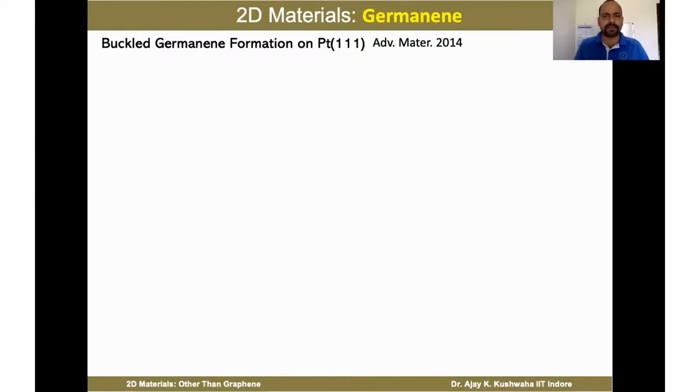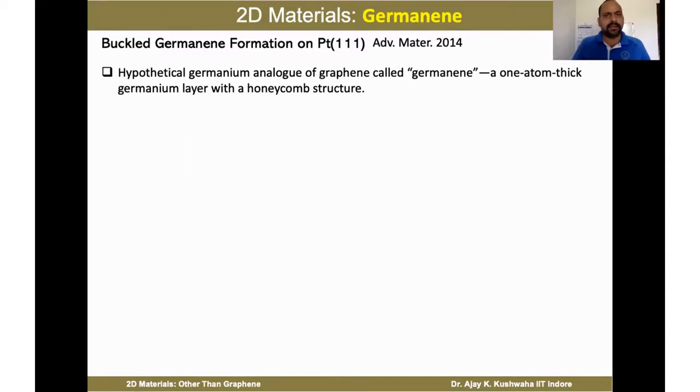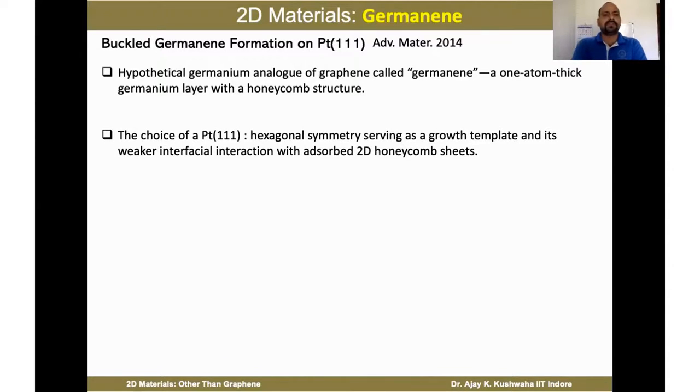This again seems to be the first article on buckled germanene formation on platinum 111. Here again the same structure was grown on platinum. The substrate was platinum, and after some kind of cleaning, they observed the hexagonal symmetry. That is basically a kind of template to grow the germanene. If we already have hexagonal symmetry at the bottom, the platinum, we can easily grow the germanene. Another thing is that platinum does not have very high interaction with germanium, so we can easily get the monolayer or absorb a 2D honeycomb sheet.